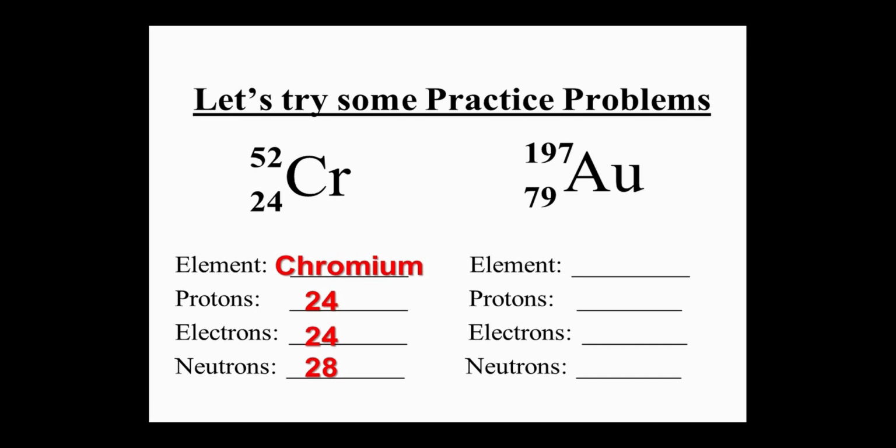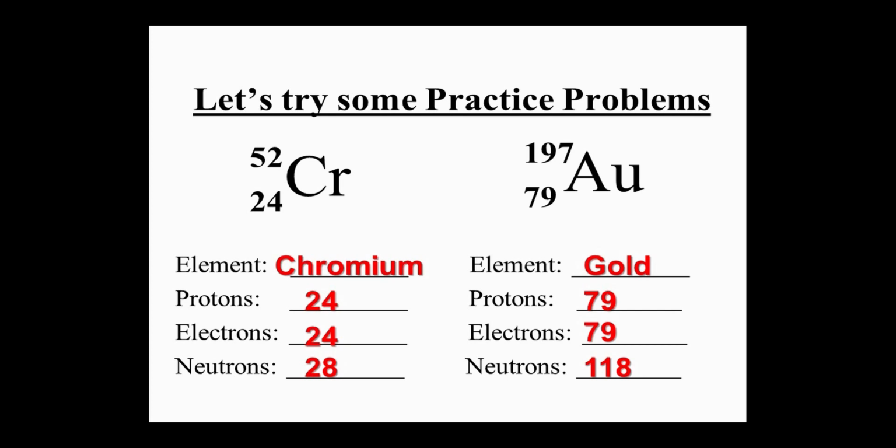Did you figure it out? It's gold. How many protons does this gold have, and every gold has? 79. How many electrons does it have? 79. And how many neutrons? So remember, a little bit of math. 197 minus 79 gives us 118.